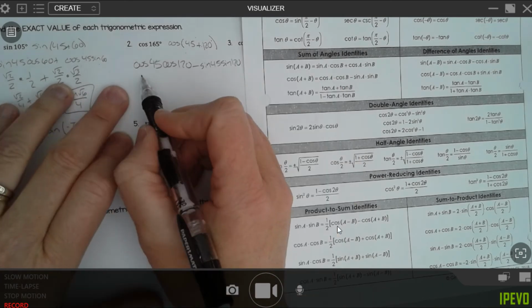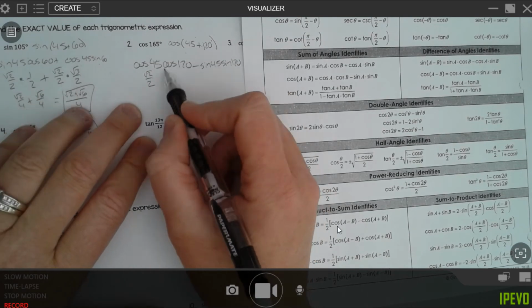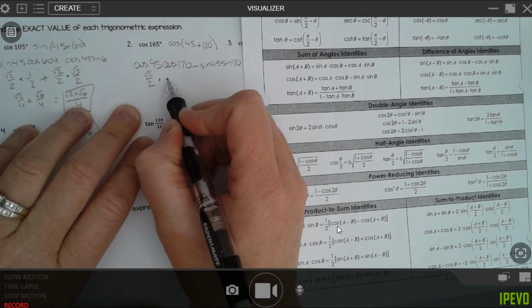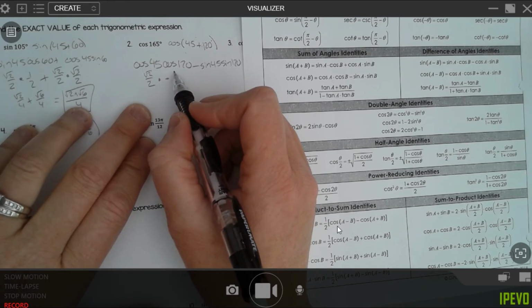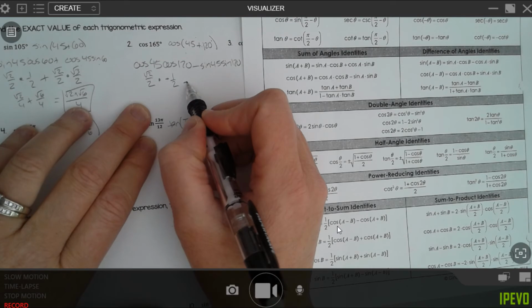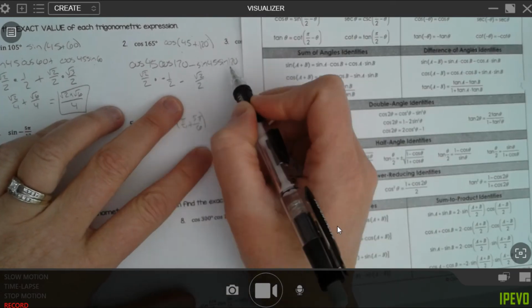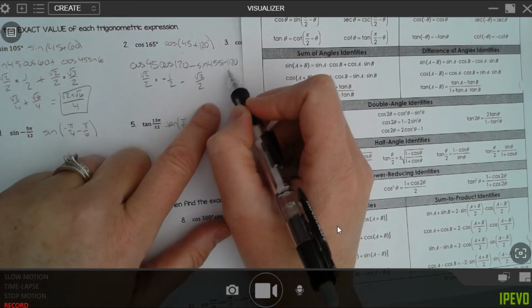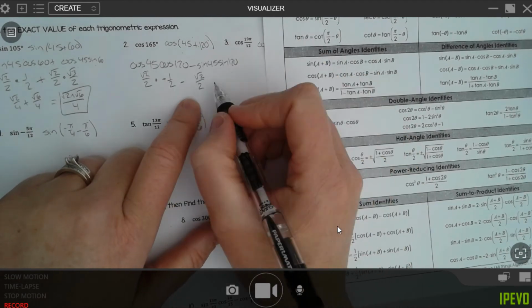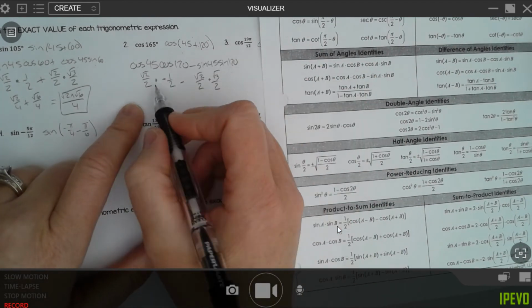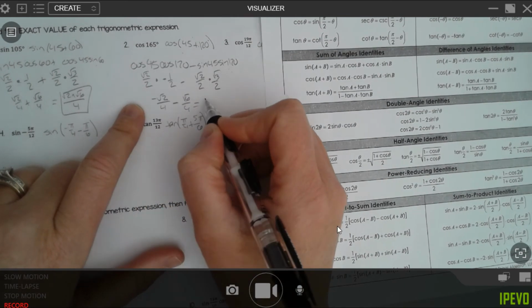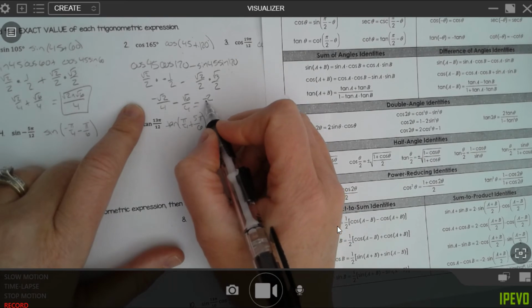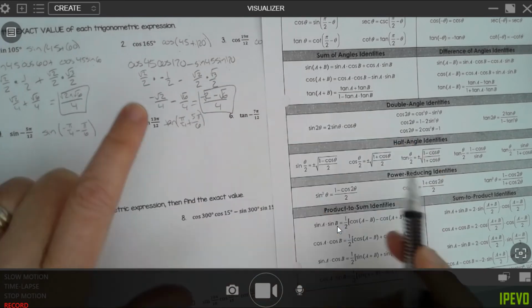So I know cosine of 45 is radical 2 over 2, and this right here is a negative, and the reference angle is 60 degrees. So cosine of 60 degrees was 1/2, so I have negative 1/2 here. And then minus, this is radical 2 over 2 again. This is going to be positive because we're in the second quadrant. The reference angle again is 60 degrees, so that's going to be radical 3 over 2. So this gives me negative radical 2 over 4 minus radical 6 over 4. So I get negative square root of 2 minus square root of 6 all over 4.